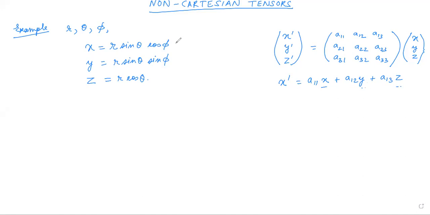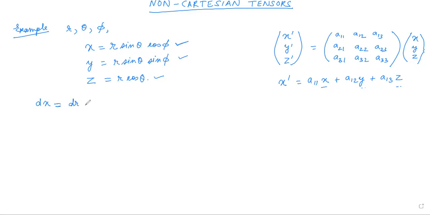But if you look closely here, these are not linear transformations. They include non-linear terms like sine theta, cos phi. Here x, y, z and r, theta, phi are not related by a linear equation, but if we consider their differentials, then we shall obtain a linear relationship. Let us see. If you look at this first equation, what would be dx?